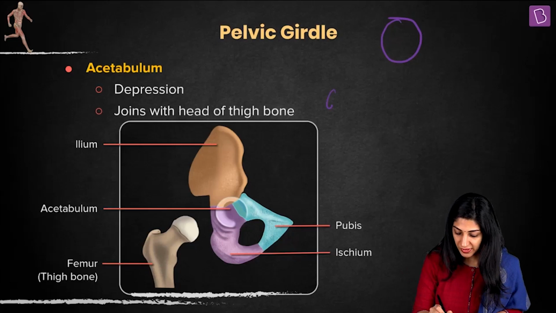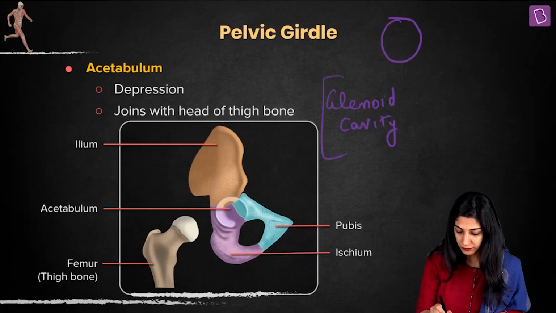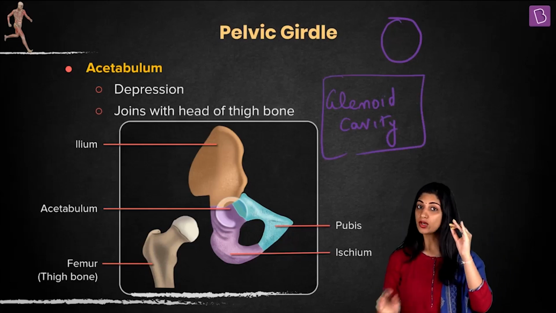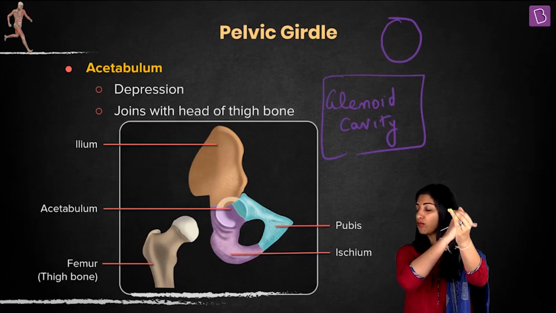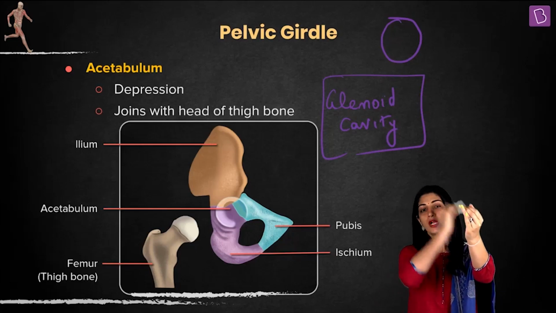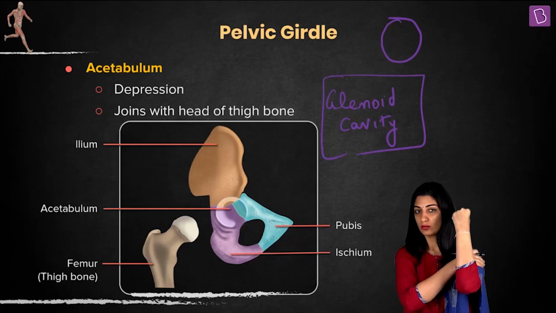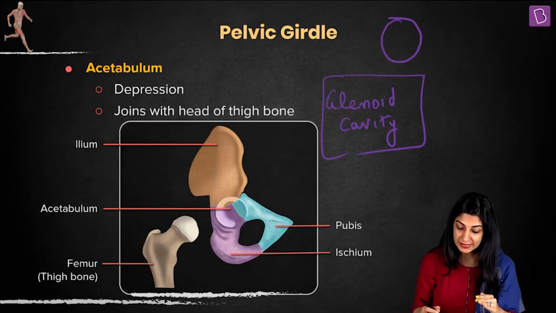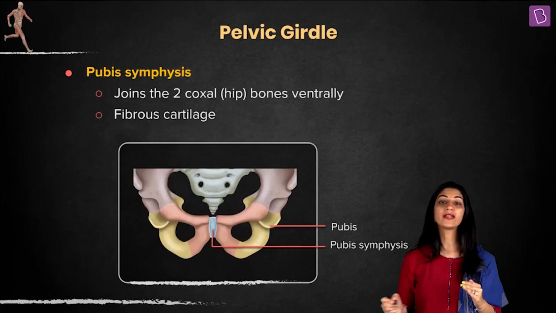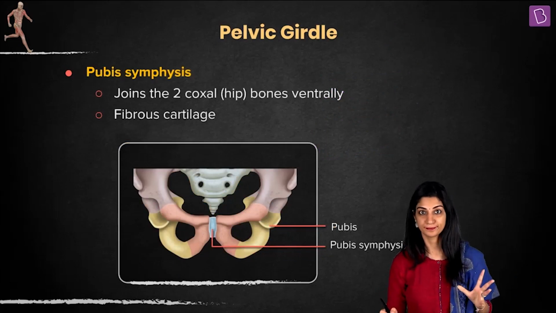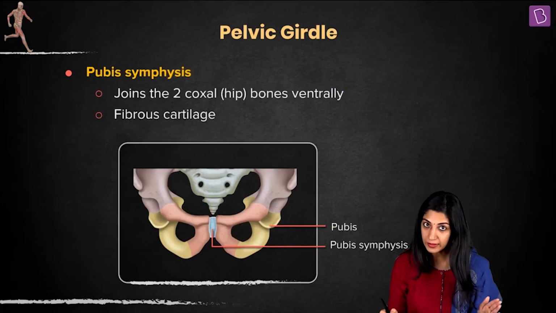Remember, this is very similar to the glenoid cavity. Can you see what I'm writing? I love this color. Glenoid cavity, where the head of the, with me everybody, move, humerus, head of the humerus was joining. With me? Now here in acetabulum or the depression, something is going to join. Okay, done?